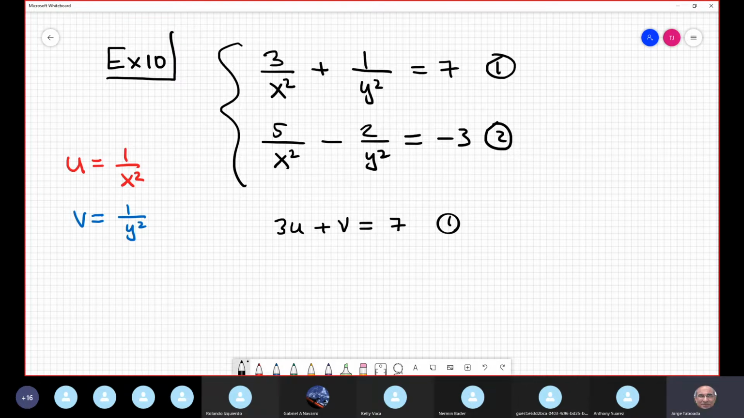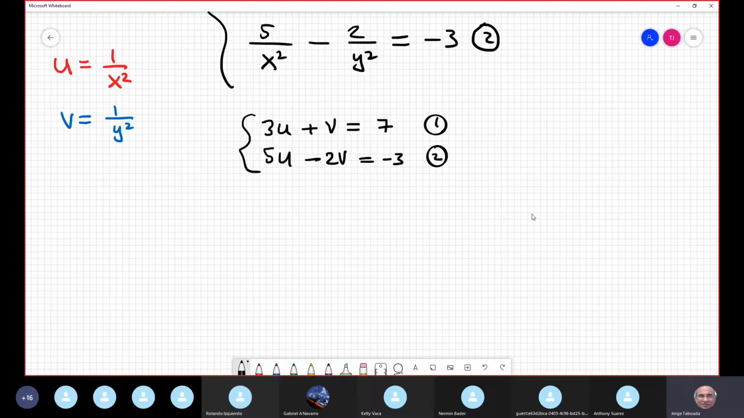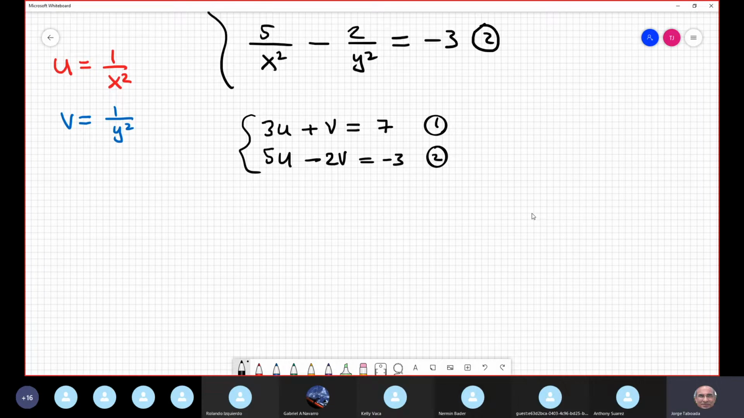And this is 5u minus 2b equals -3. It's a new equation. And this new system is linear. It's linear. And you solve it like a linear one, like we solve it every day in our life.